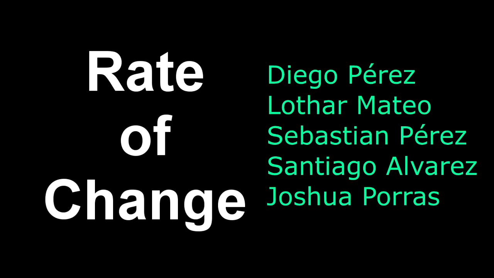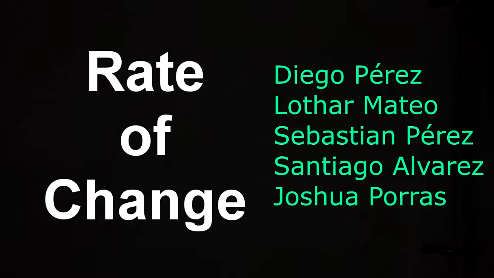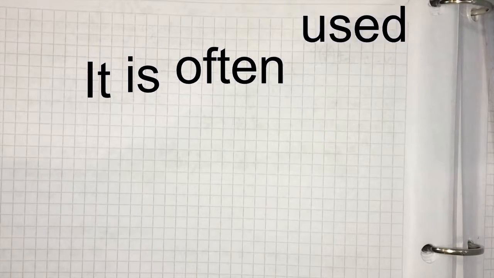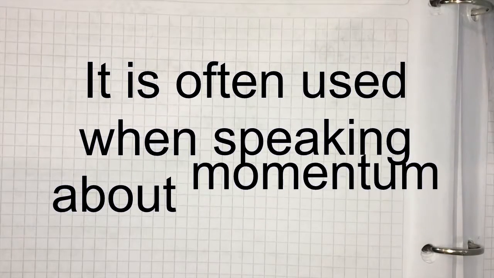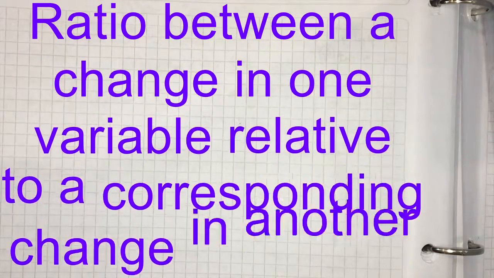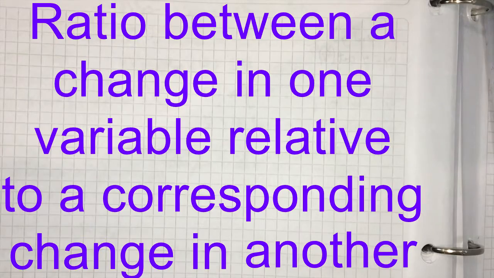We're going to explain the related rate of change. The rate of change is the speed at which a variable changes over a specific period of time. It is often used when speaking about momentum and usually can be expressed as a ratio between a change in one variable relative to a corresponding change in another.